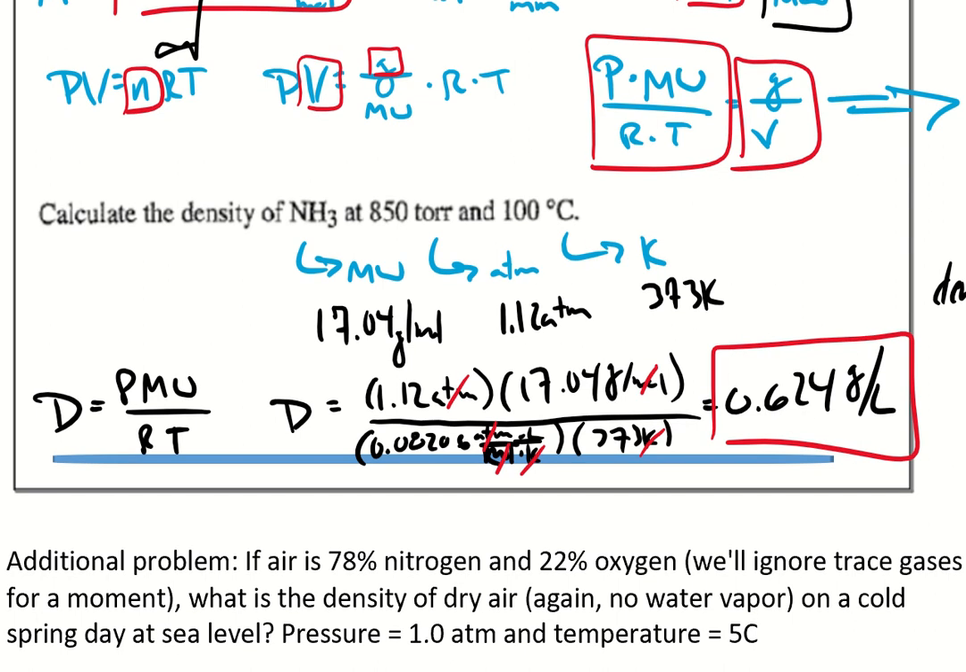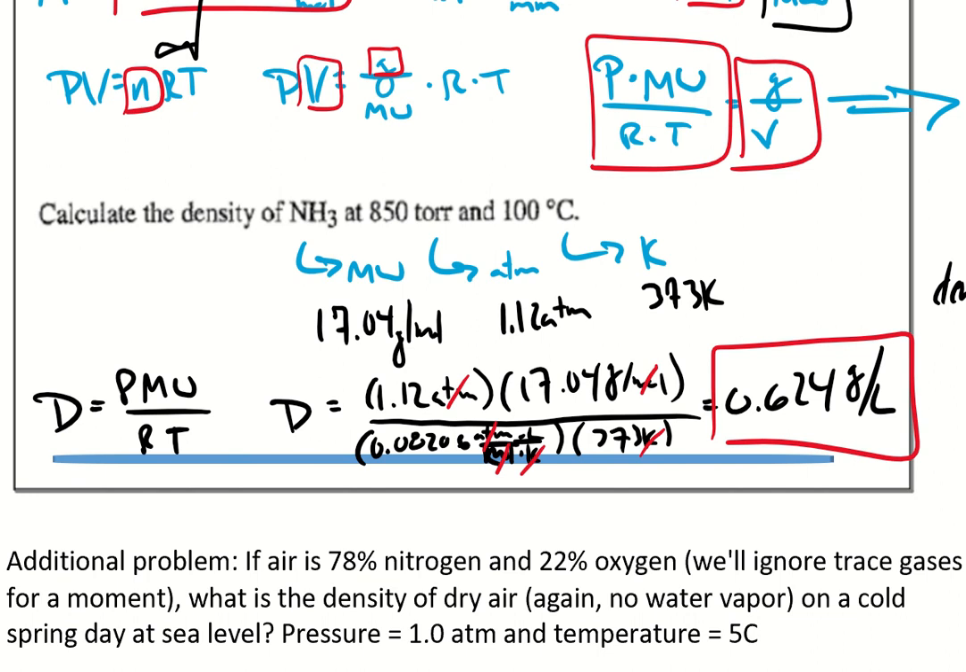Let's look at one additional problem. If air is 78% nitrogen and 22% oxygen, we'll ignore trace gases for a moment. What's the density of dry air on a cold spring day at sea level? Again, we're going to ignore water vapor. So the pressure is 1 atmosphere, the temperature is 5 Celsius. You've got a mixture of gases here. It's a good challenge problem. See what you come up with for that. The answer will be at the end of the video.